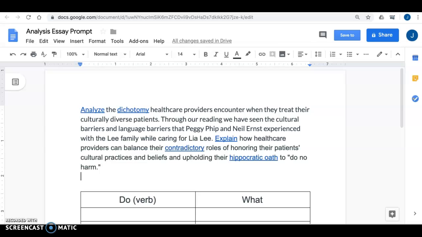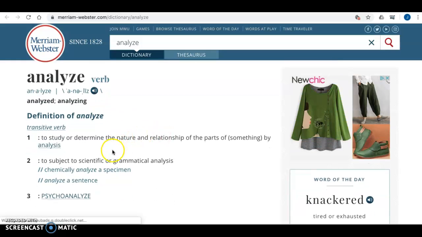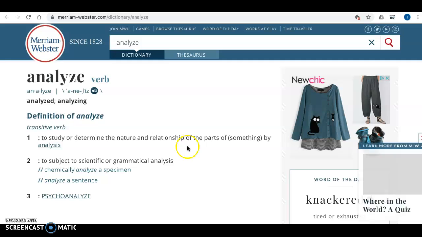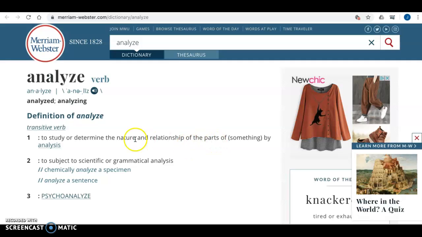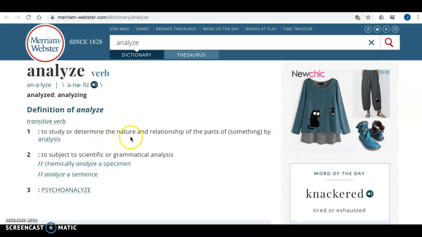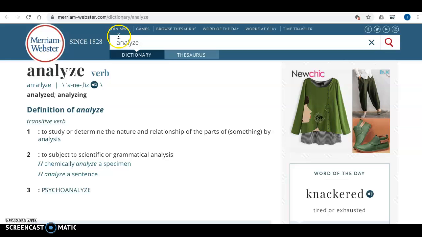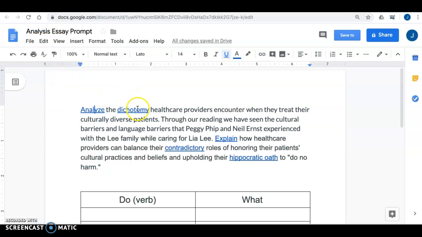Okay, the next thing I'm going to do is look up the words that I'm not sure what they mean. So I'm going to take a look at analyze. Analyze is to study or determine the nature and relationship of the parts of something by analysis. Okay, so I know I'm going to have to study or determine the nature of the relationship of the parts through analyzing. All right. Then dichotomy.